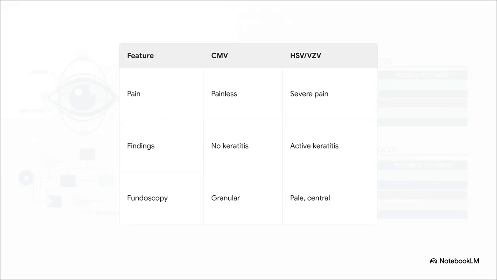Let's break down the clinical variants here. We're isolating the exact differentials. Both CMV and herpes simplex cause retinal necrosis in advanced HIV, but here is the key. CMV is perfectly painless with massive hemorrhages. HSV, on the other hand, presents with severe inflammatory eye pain, active keratitis, uveitis, and widespread pale peripheral lesions with central necrosis. The presence or absence of pain is your strict clinical discriminator here.